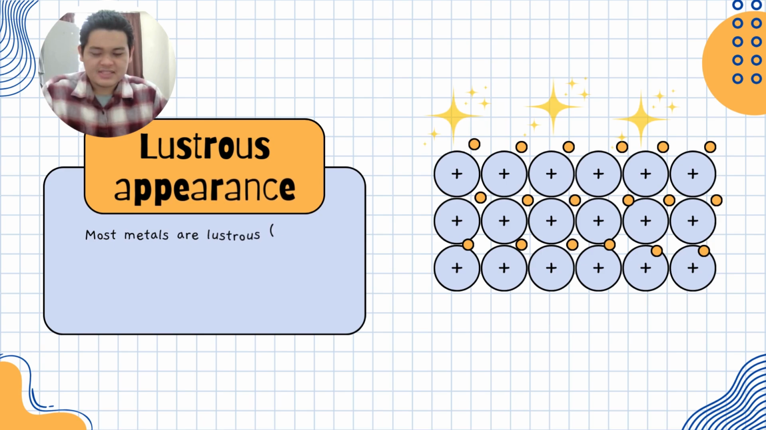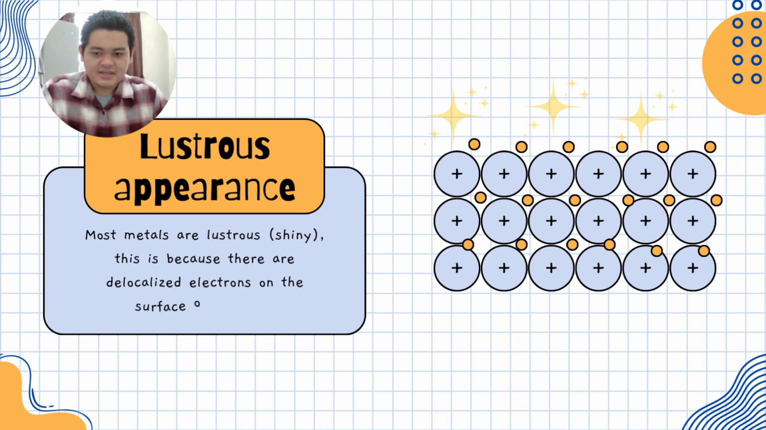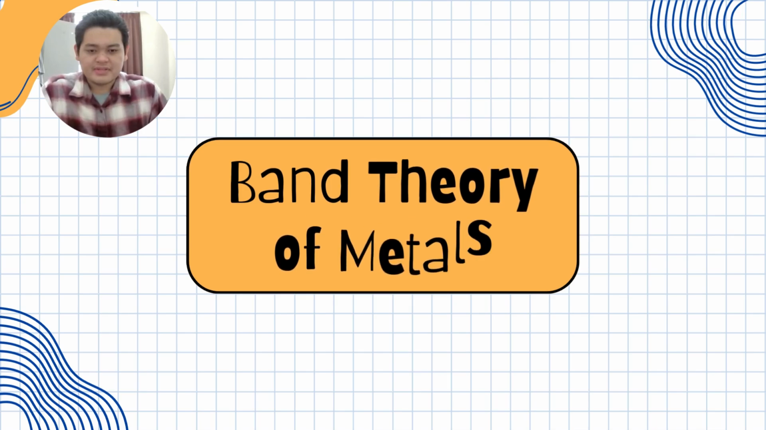And finally, lustrous appearance. Most metals are lustrous or shiny. This is because there are delocalized electrons on the surface of a metal. Moving on to the next section, band theory of metals. It's a theoretical model describing the states of electrons in solid materials that can have values of energy only within certain specific ranges. It essentially talks about the conductivity of a material.